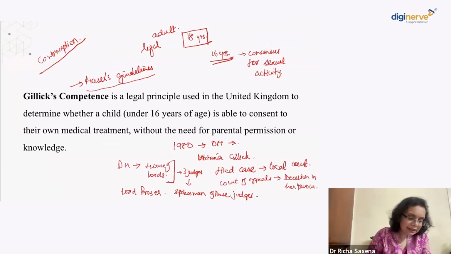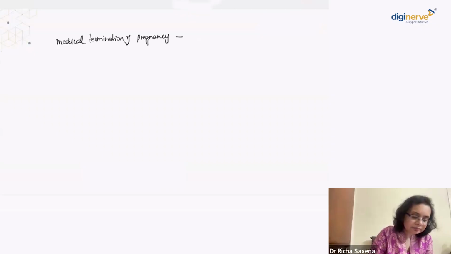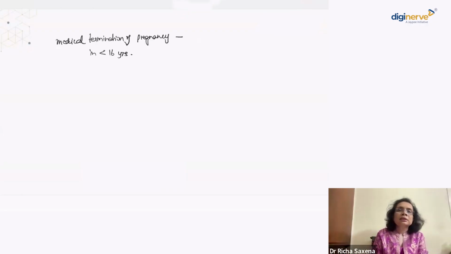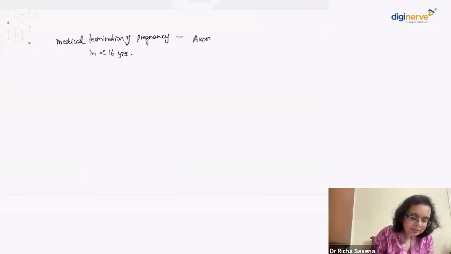So, can somebody tell me, besides Gillick competence, what is the terminology used if a young person is asking for medical termination of pregnancy and she's less than 16 years of age? What is that term known as? Something similar to Gillick's competence. This term is known as assent. Sometimes there can be a question on that.